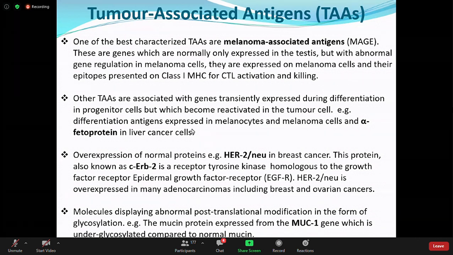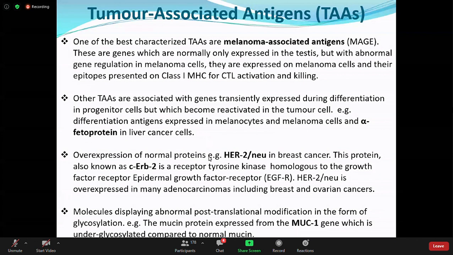Another example is for breast cancer. There's HER2/neu, the epidermal growth factor receptor, expressed on breast tumor cells. And because they're overexpressing these receptors, they're highly induced by epidermal growth factor to proliferate. Again, they are normal proteins, but they are overexpressed in this case, allowing for this growth advantage of the breast tumor cells.